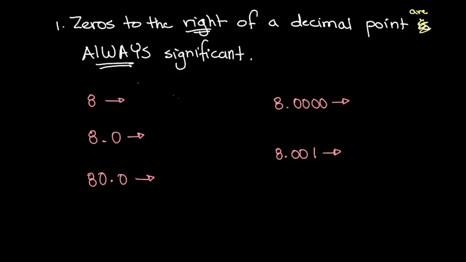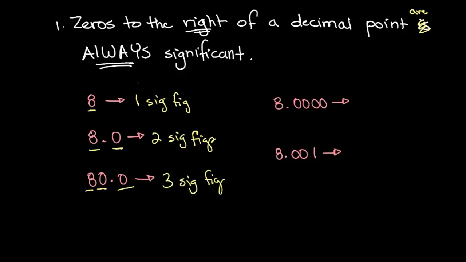So if we take the first number, for example, the 8, we only have one sig fig. If we go to the second one, remember, zeros to the right of a decimal point are always significant. So this 0 is significant, and then this 8 is significant. So every number other than 0 is always going to be significant. So this one has 2 sig figs. For the 80.0, we have 1, 2, and you guessed it, 3. So 3 sig figs.